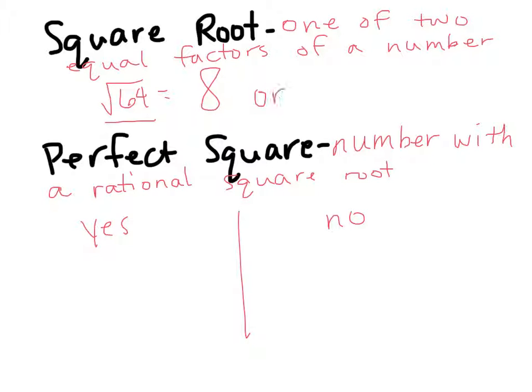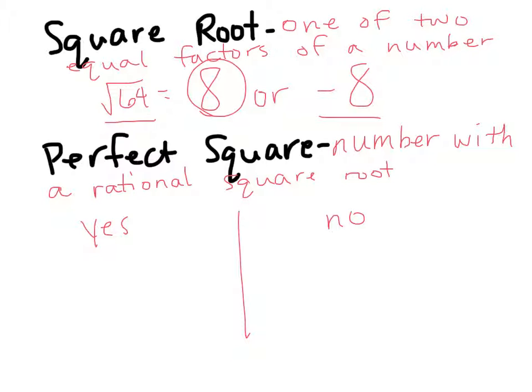Now we also have to remember that if we take -8 times -8, it also gives us 64. We call the 8 here our principal square root because it's the positive value of it. But -8 is also a square root of 64.